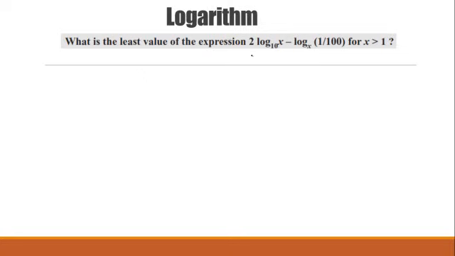What is the least value of the expression? This expression is given for x greater than 1. Now if we look closer at this expression, one number is log of x base 10 and the other number is log of 1 by 100 base x. There is a similarity between these two numbers. We can simplify the second number: 1 by 100 can be written as 10 to the minus 2.